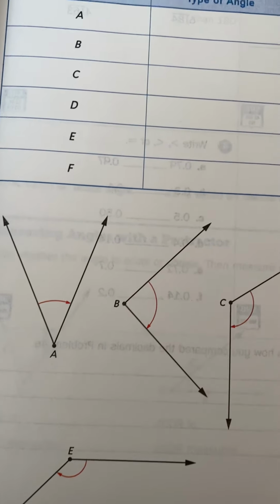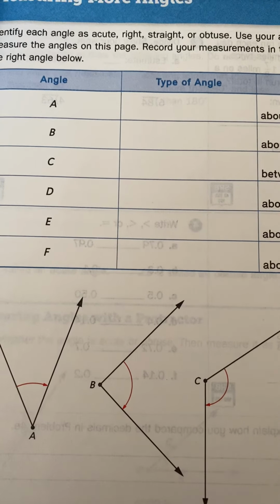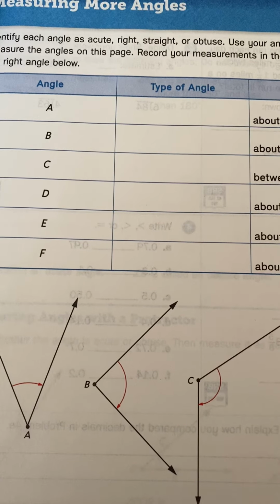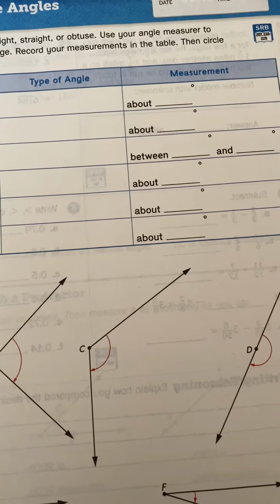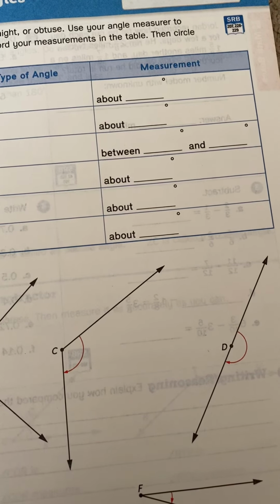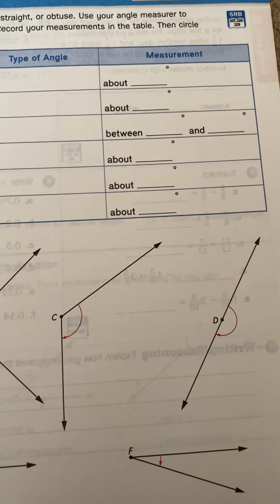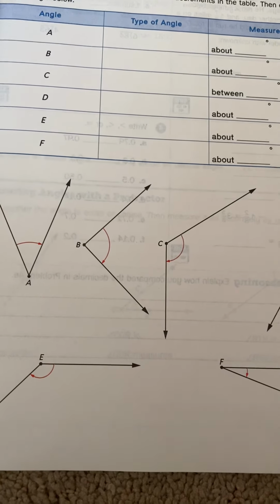Your job today is going to be to write the type of angle. Please make sure that you read the instructions, because it's asking you about acute, right, straight, or obtuse angles. And you're going to skip over this measurement part right now, because unless you have a protractor at home or an angle measurer, you're unable to do this with the tools that you have right now. So please go ahead and complete that activity.